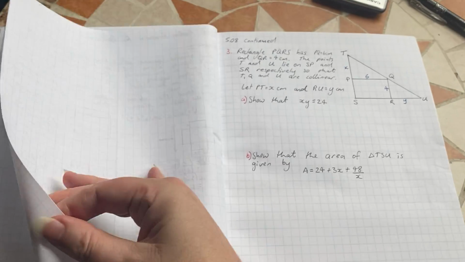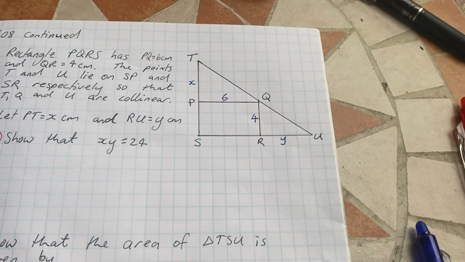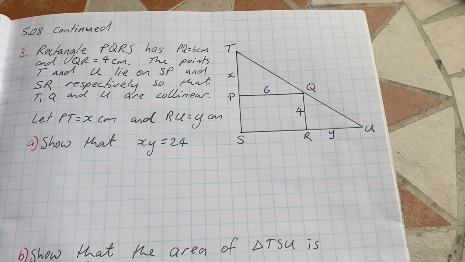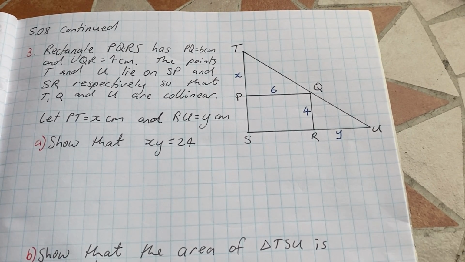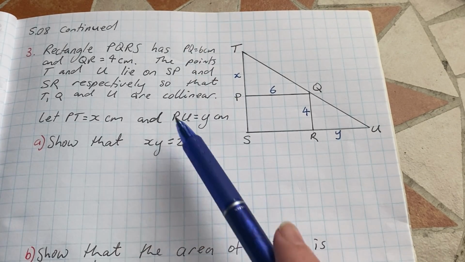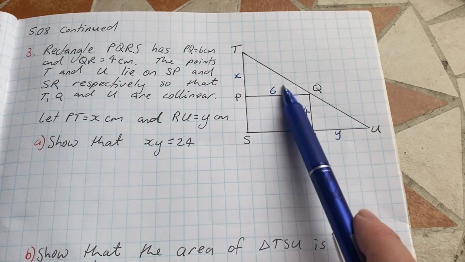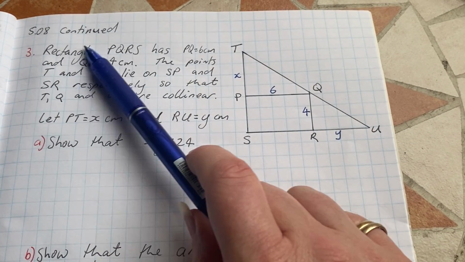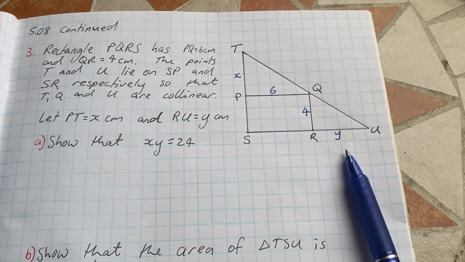I do have one third example here. So just one more example. Now this one we've been given a diagram. We're told the rectangle PQRS has PQ equals 6 centimeters and QR equals 4 centimeters. A good HSC question will generally tell you exactly what's in the diagram.